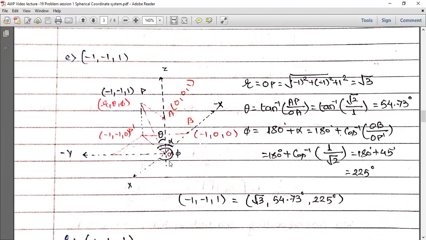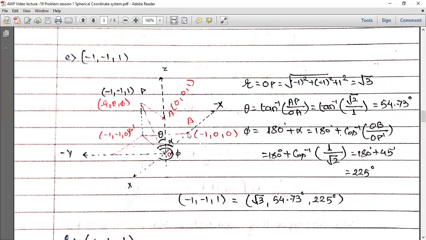If you try to visualize, you can very well find that this angle will be 180 plus something. It is more than 180. So we consider this value phi as 180 plus alpha, where alpha is the angle between the negative x-axis and OP dash, as you can see. To find this alpha, we draw a projection from P dash to the negative x-axis.